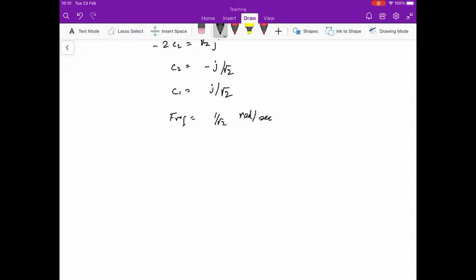Any questions about this? I had a question about a related example in the notes. Example 5.8. Okay, if you go to that. In the second paragraph, it says for the solution to be real, and then. Why are we enforcing that the solution should be real?